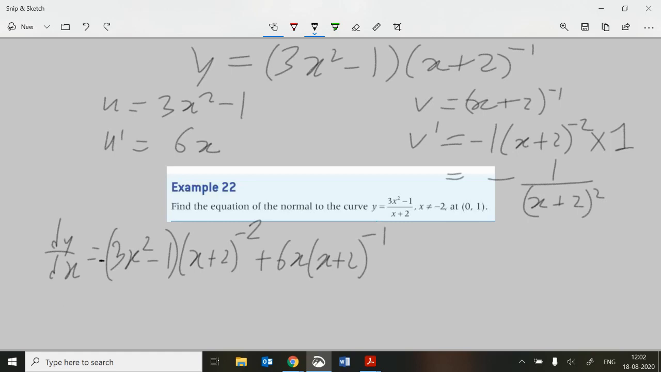So our gradient here, I'm just going to write m actually, is going to be when we substitute in x is equal to 0. So let's write that down. So when x is equal to 0, now this is the gradient of the tangent, not the normal. So we'll need to do the little trick to get the gradient of the normal as well by doing the negative reciprocal. Anyway, when we substitute 0 in, we can see we're getting minus 1 and 2 to the power of minus 2 there. And this whole thing is just going to be times by 0, so it's going to disappear.